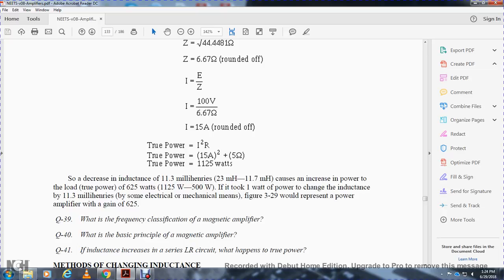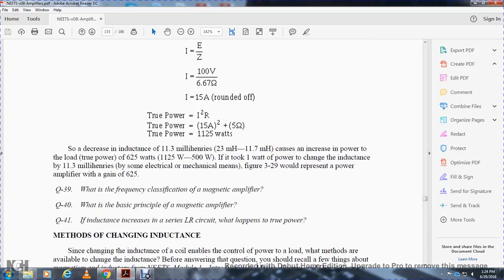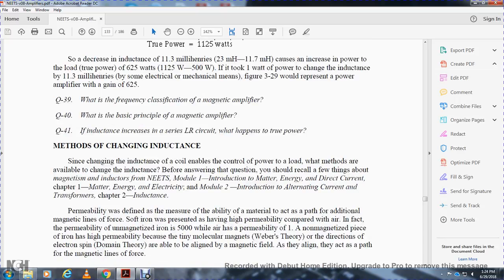Cover the increase of power load. The true power is 625 watts: 1,125 watts minus 500 watts. It took 1 watt of power to change the inductance to 11.3 millihenry by some electromechanical means. Figure 329 would represent a power amplifier with a gain of 625.